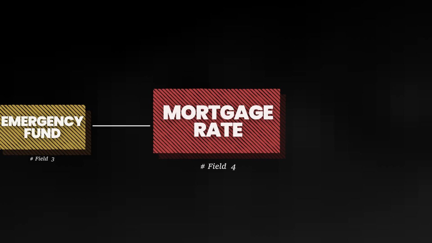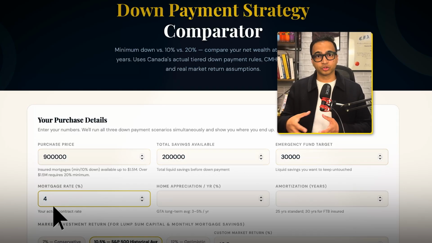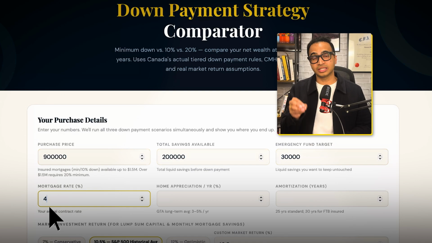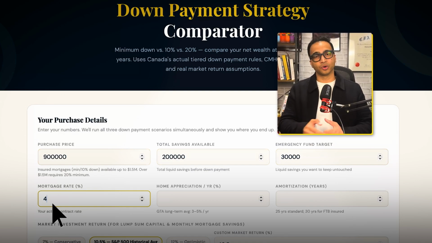Now, mortgage rate. Use your actual rate hold if you have one or the current rate you've been quoted. I'll use 4% here. This affects your monthly payment directly. So the closer this is to your real number, the more accurate your comparison will be.